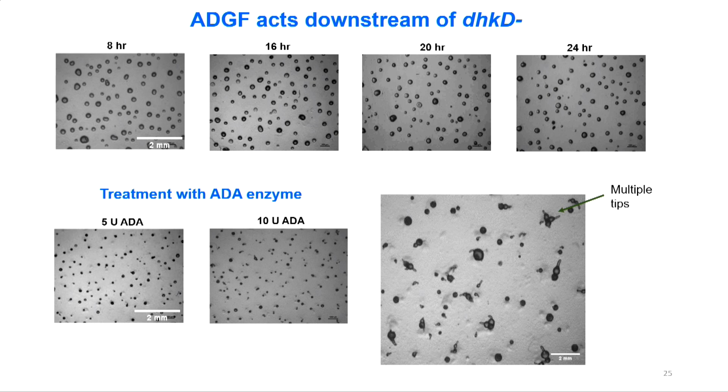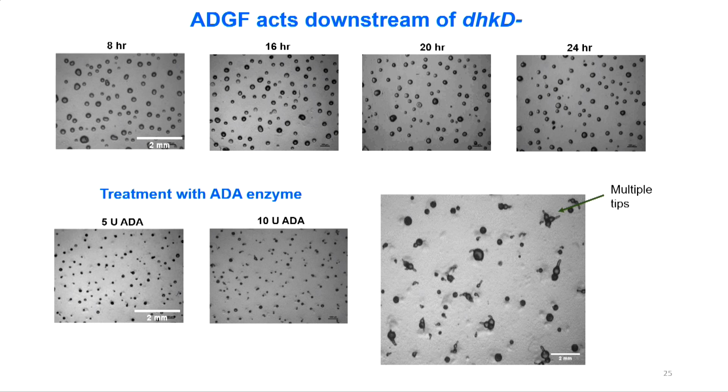To know the pathway by which this gene, ADGF, works, the pathway by which mound formation, tip formation or organizer formation takes place. So we took several mutants which look like this and directly added ADA enzyme on top of it. When we added it, we found that this is a histidine kinase mutant, impaired in histidine kinase.